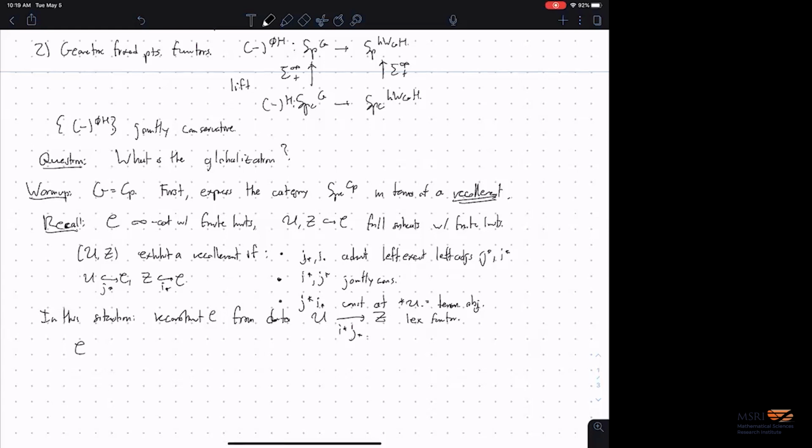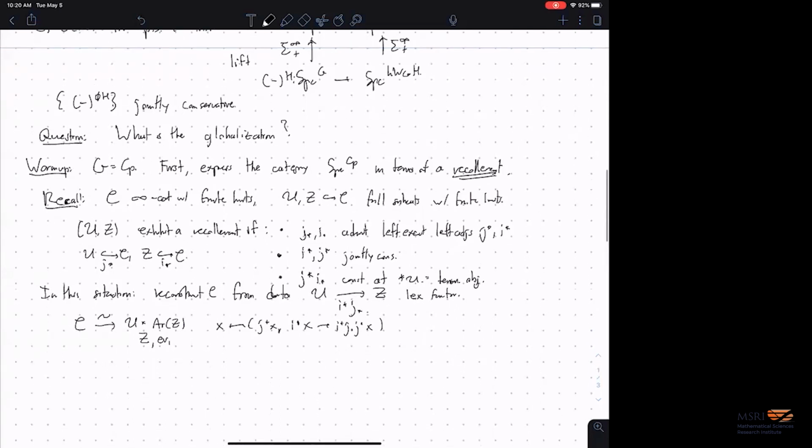I mean that we can reconstruct in a very precise sense, namely that if I look at the functor from C to the directed fiber product of this gluing functor, that's simply U fiber product with the arrow category of Z over Z, where the arrow category projects to Z via evaluation at the target, then this is an equivalence in this situation, in the recollement situation. So here, the functor sends X to j^* X and i^* X going to i^* j_* j^* X. So that involves the unit, of course, of the adjunction.